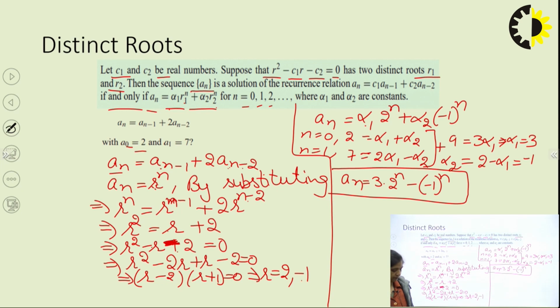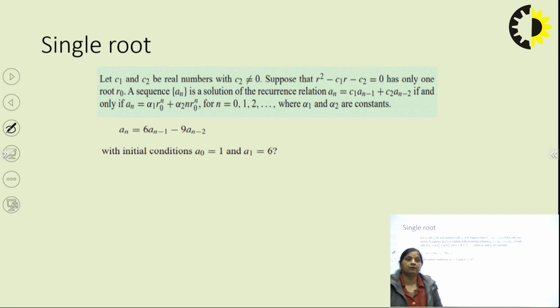distinct roots. Now we can have another case also. What is the other case? The other case is when the roots are not distinct. The concept of non-distinct roots, meaning similar roots, we will understand with the help of one single root. So for a single root we are taking this particular example.